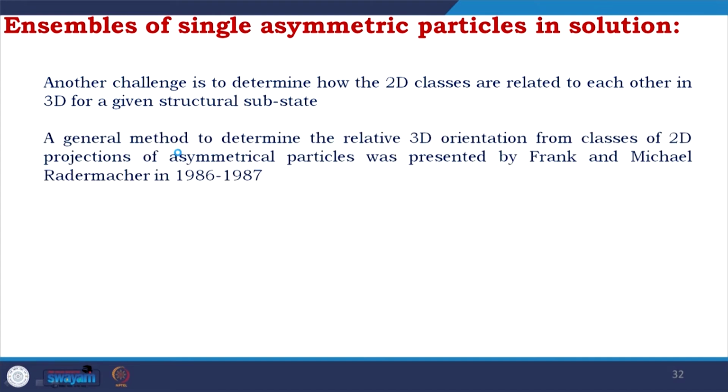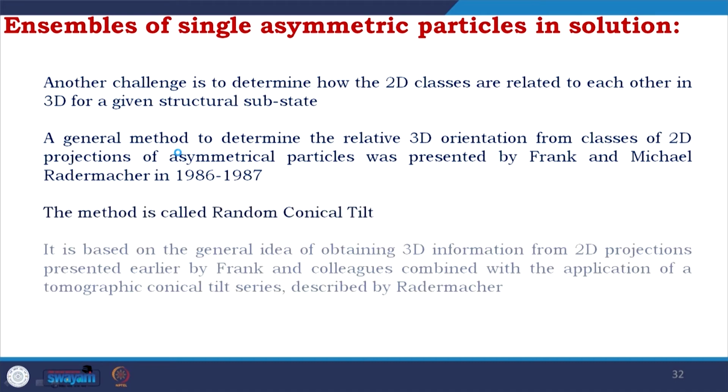A general method to determine the relative 3D orientation from classes of 2D projections of asymmetrical particles was presented by Frank and Michael Radermacher in 1986-87. The method is called random conical tilt. The method is based on the general idea of obtaining 3D information from 2D projections presented earlier by Frank and colleagues, combined with the application of a tomographic conical tilt series described by Radermacher.